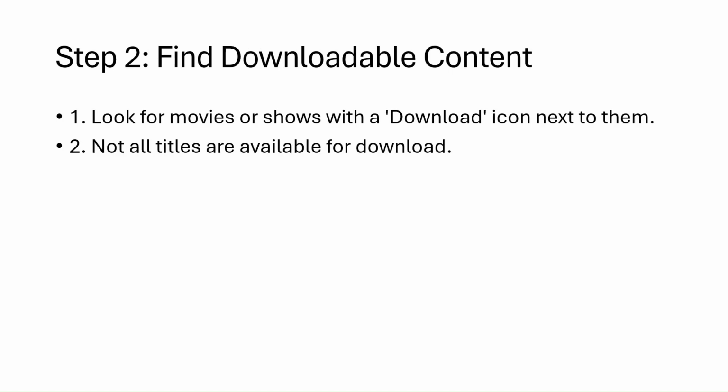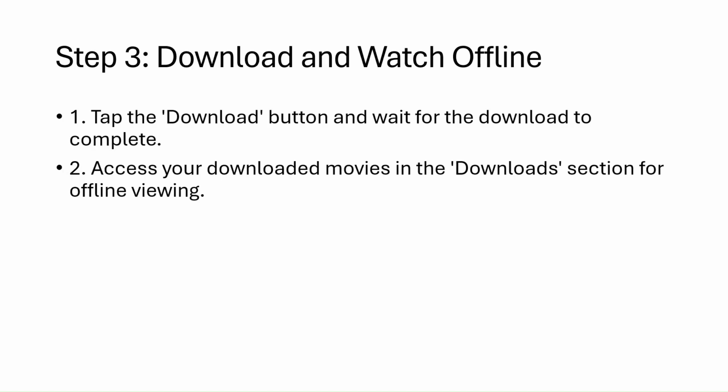Step 2. Find downloadable content. Look for movies or shows with a download icon next to them. Not all titles are available for download.